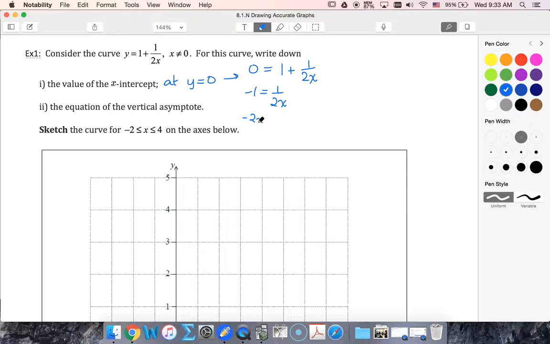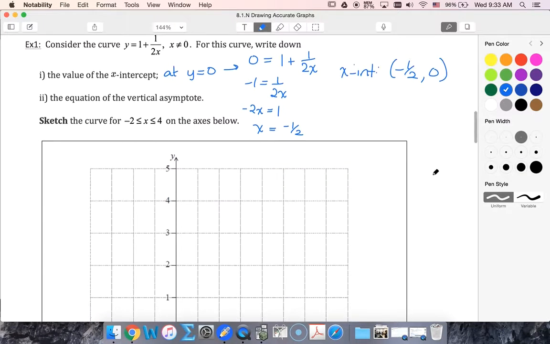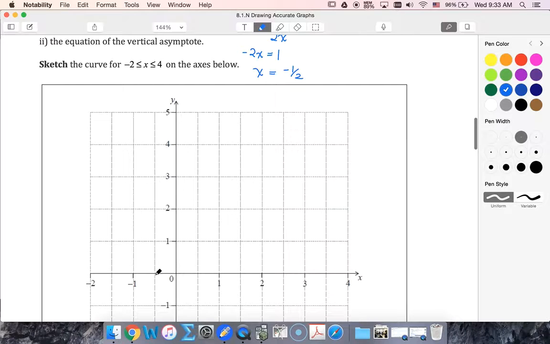So negative 2x equals 1. And now I'm going to divide both sides by negative 2. X is negative 1/2. So my x-intercept is negative 1/2, comma 0. Since I already see a graph down here, I'm going to go ahead and add my x-intercept straight away. So here's negative 1/2, 0, put on my x-intercept.